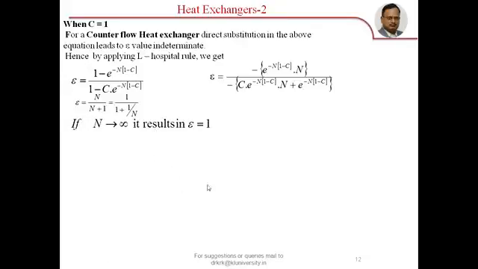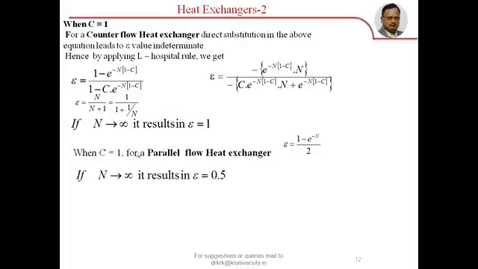Suppose n tends to infinity. Then it results in effectiveness is equal to 1, because 1 by infinity is 0. When C is equal to 1, in case of parallel flow heat exchanger, effectiveness formula is 1 minus e power minus n by 2. And when C is equal to 1 and n tends to infinity, you will get effectiveness of a parallel flow heat exchanger as 1 by 2, that is 0.5.